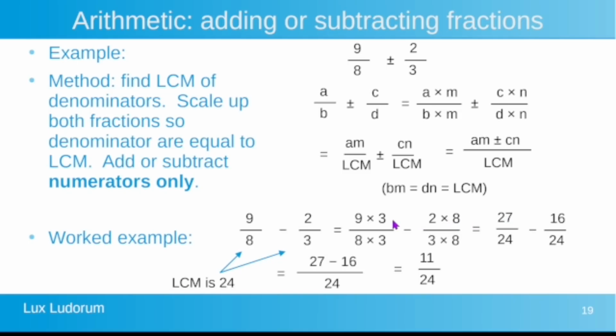And that gives me, for the first fraction, 9 times 3, 27. 8 times 3, 24. And I've got the minus, and then the second fraction, 2 times 8 is 16, 3 times 8 is 24. They've got the same denominator. So now I can add or subtract, in this case subtract the tops, which gives me 27 minus 16 over 24, and that is 11 over 24. I can't simplify that any further.